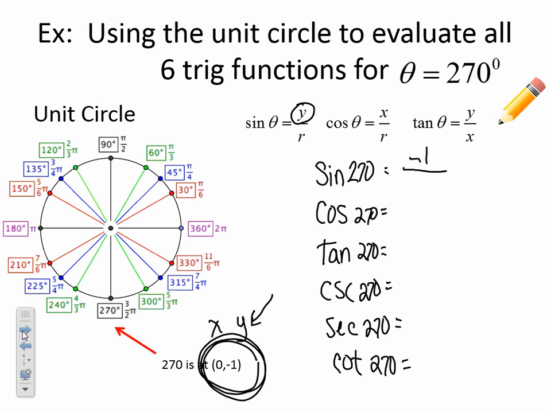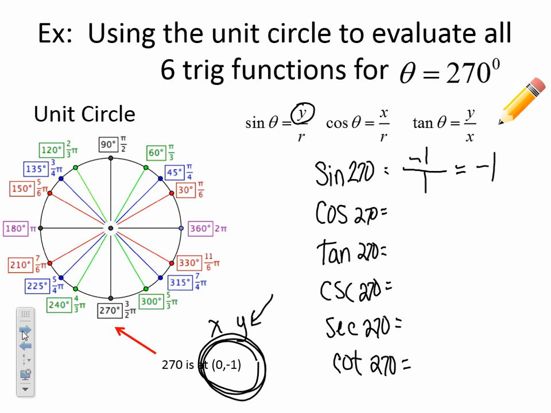Do we have a radius? Well, on the unit circle, the radius is always a 1. So yeah, we'll put a 1 right there. And then we go ahead and reduce that, and the sine of 270 degrees works out to be -1 if we reduce. So we're using that coordinate and those three ratios to just set up the fraction.